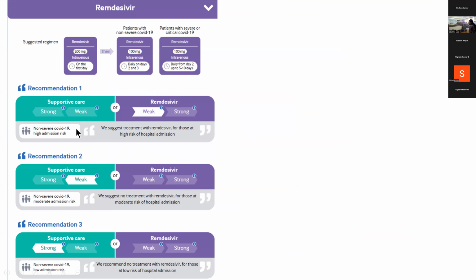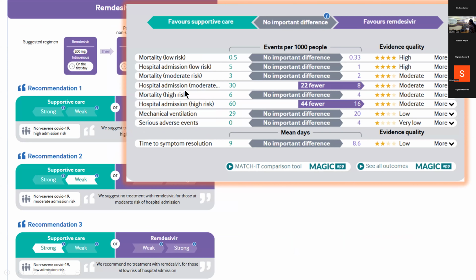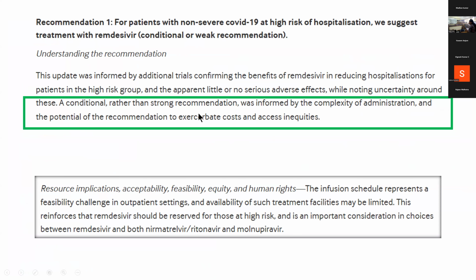But if you look at the evidence for remdesivir, the hospital admission rates in the moderate risk and the high risk group were significantly less. It actually was a very beneficial drug. But they only gave a conditional recommendation because it's very difficult to give remdesivir on an OPD basis. For you to get remdesivir, you have to come to the hospital and get injections. During COVID-19, there was a lot of staff crisis. We didn't have enough nurses to give the medicines, and not all people could travel up and down to the hospital. That is why the panel considered the complexity of giving the injection, and then gave a conditional recommendation.